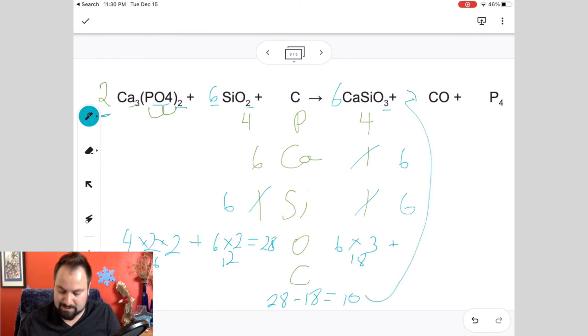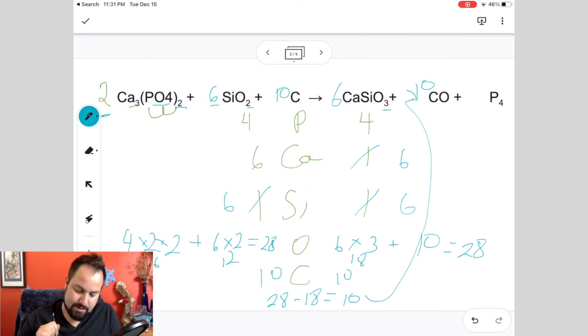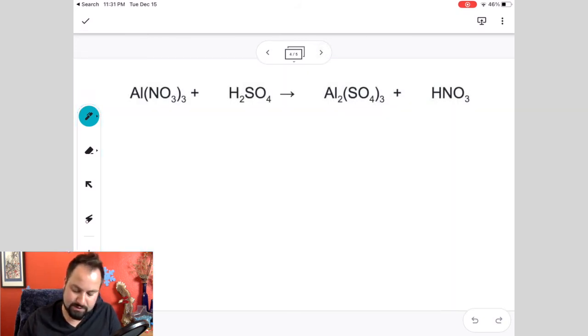Okay, so that will be 10 right there. This is now 10 here, which means that the total here is 28, and we have balanced that. Finally, our carbon is now 10 to 1. We just have to multiply that by 10, and we are done. Next one. Once again, starting with green.